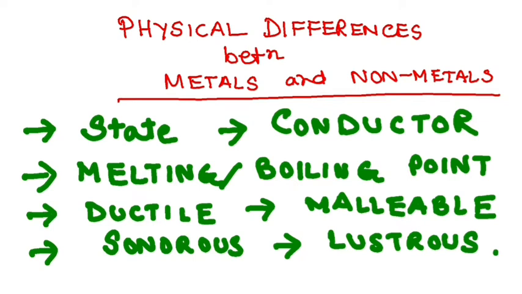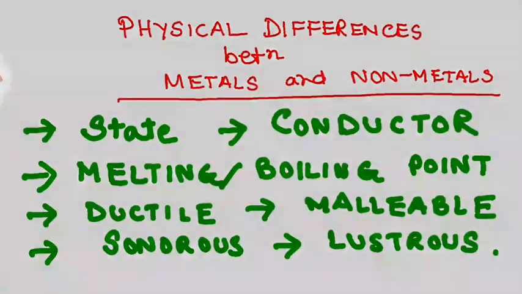As for the meaning of ductility and malleability, I'm leaving these two up to you. Please go to the chapter and try to recall what was ductility and what was malleability. Sometimes these two terms are confusing. So essentially these are the major physical differences between metals and non-metals.